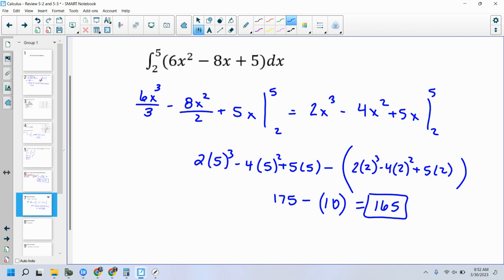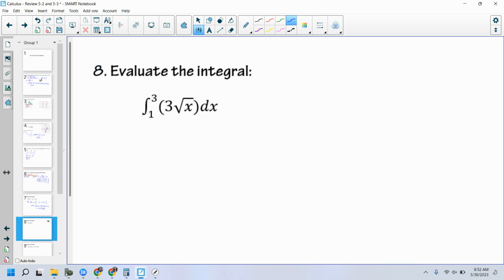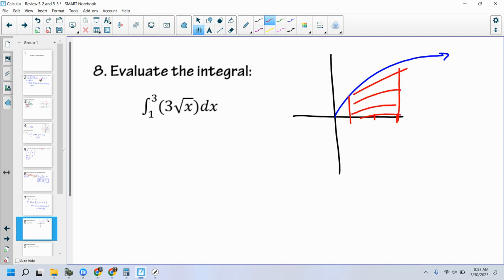Nice when it's polynomial like that. It's pretty easy. All right, let's take a look at another one. Evaluate the integral. Again, don't lose sight of the end goal here, right? Think about 3 radical x, the vertical stretch of 3 on our square root of x. So something like this, right? And I want to go from 1 to 3. From 1 to 3, right? So here to here. Whatever I get out is the area underneath that curve.